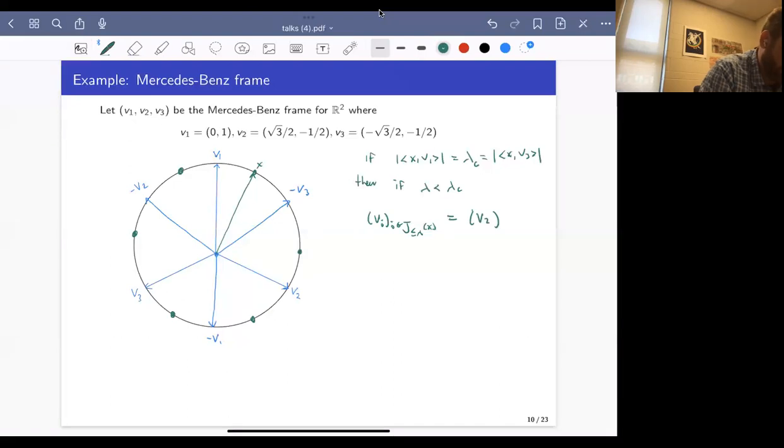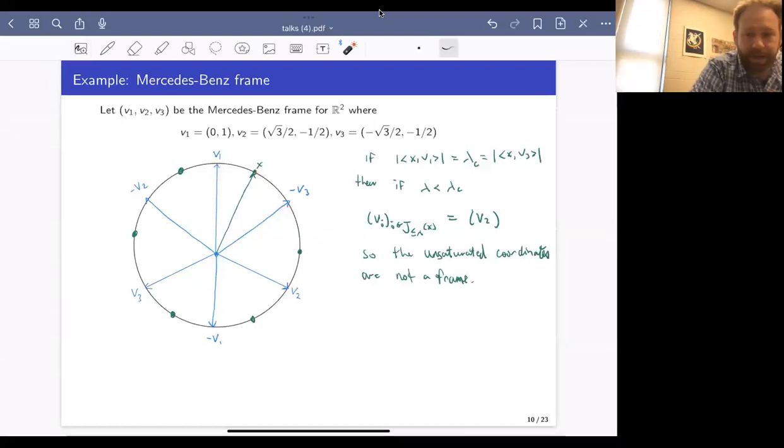And so the unsaturated coordinates are not a frame. So essentially, in order to find the smallest lambda where you get saturation recovery, you would look at the vector halfway between the frame vectors and then its inner product with these two frame vectors. That's going to be the lambda. Okay.